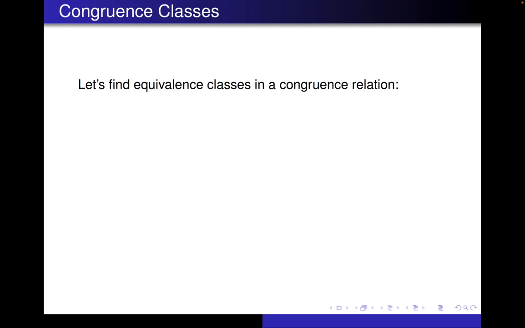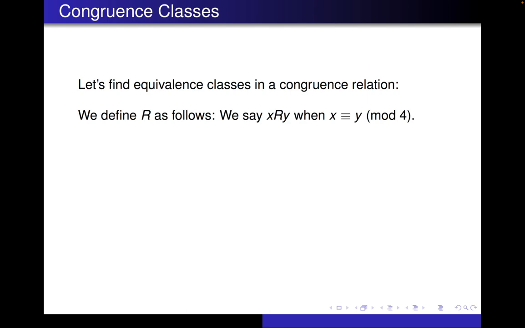All right, so let's see how this works in a congruence relation. So this is a relation on numbers. And so here when we're talking about numbers who are in the same family, numbers are related to each other by a congruence relation. The relation R is defined as follows: we say X is related to Y when X is congruent to Y mod 4. So two numbers are related if when you subtract them, they are a multiple of 4.